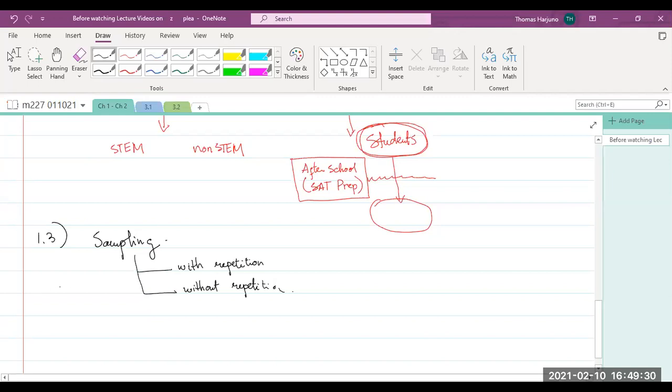Now, 1.3 is very closely related to 1.4. It's closely related, so other textbooks actually put them in the same section. So sampling from one point of view is, when you do sampling, will you be allowed to select the same object again? If that's possible, then you call that with repetition. Okay, now if you don't allow getting the same object again, then we say it's without repetition.